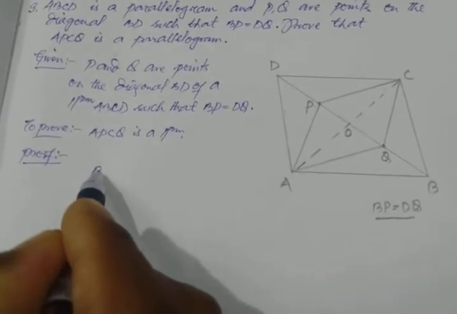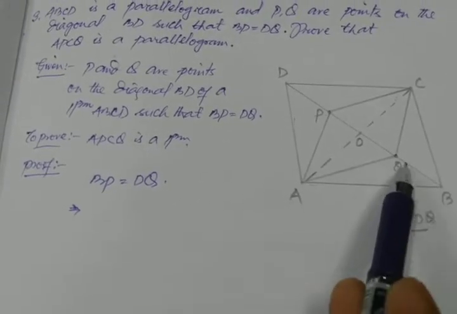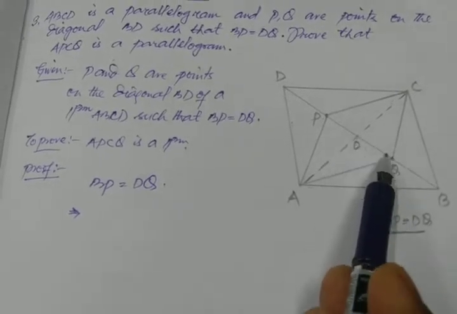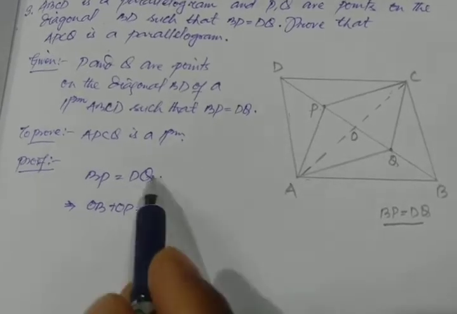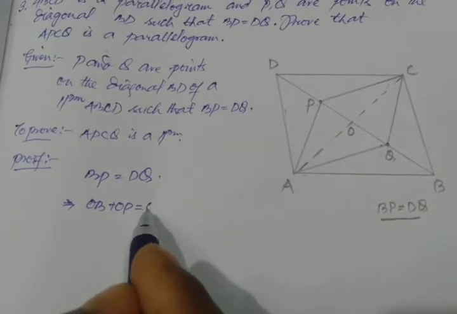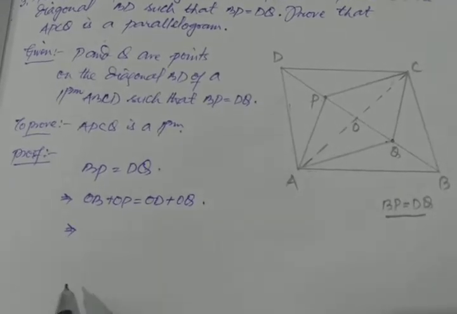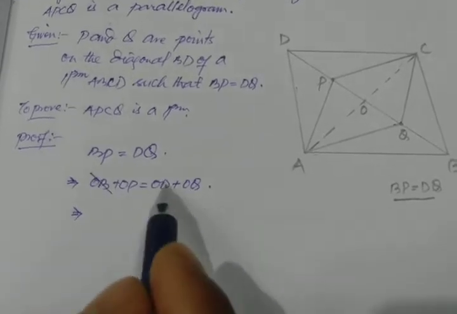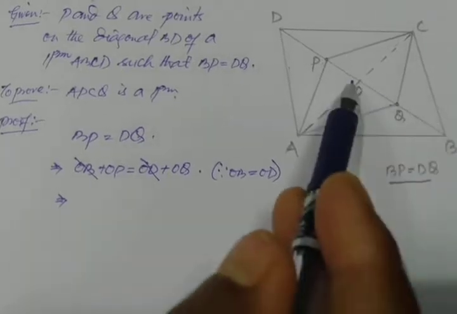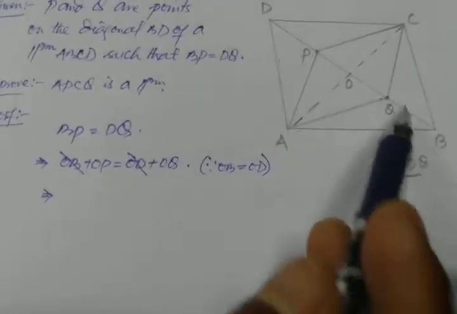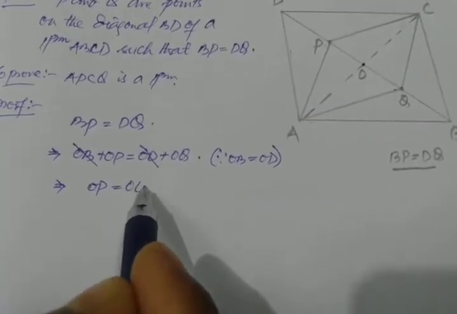Here we are given that BP is equal to DQ. In place of BP we can write OB plus OP, equal to, in place of DQ we can write OD plus OQ. And I'll be cancelling OB and OD, since OB is equal to OD. BD is diagonal of parallelogram ABCD. We know that diagonals bisect each other, so we have OP equal to OQ.